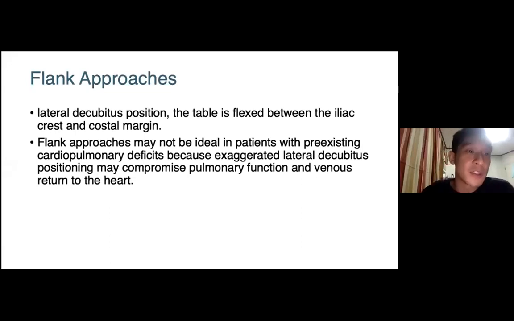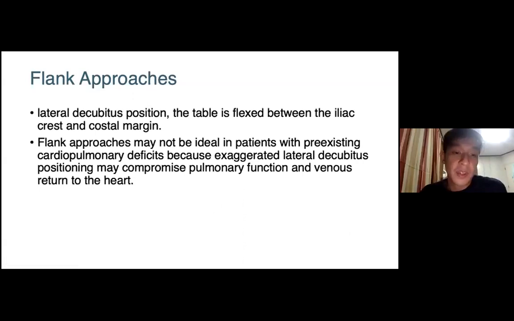So the patient, for a flank incision, is placed in a lateral decubitus position. The table should be flexed between the iliac crest and costal margin with a kidney bar raised. The structures of the retroperitoneum in this position are better exposed. However, care needs to be taken to avoid injury of the contralateral kidney. So this position may not be that ideal for patients with pre-existing cardiopulmonary deficits.